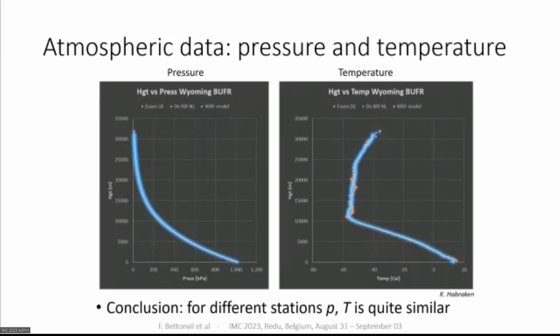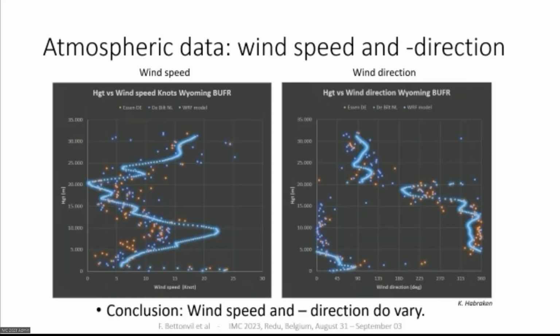So I compared some of the data. Here you see an ensemble of different weather stations, weather balloons, pressure and temperature, and you clearly see they measure exactly the same. So I think for my talk, we can skip this. This is under control. It doesn't matter so much what data you take. Then we look at the wind. Here at the left is wind speed, at the right the wind direction, vertically the altitude, and horizontally the parameter. There you see it's not all the same.